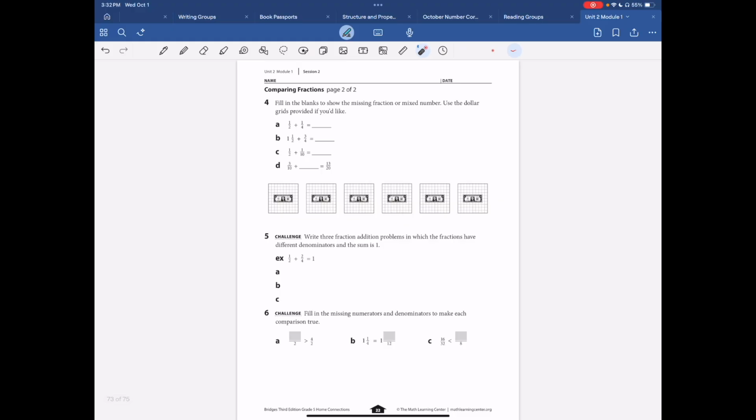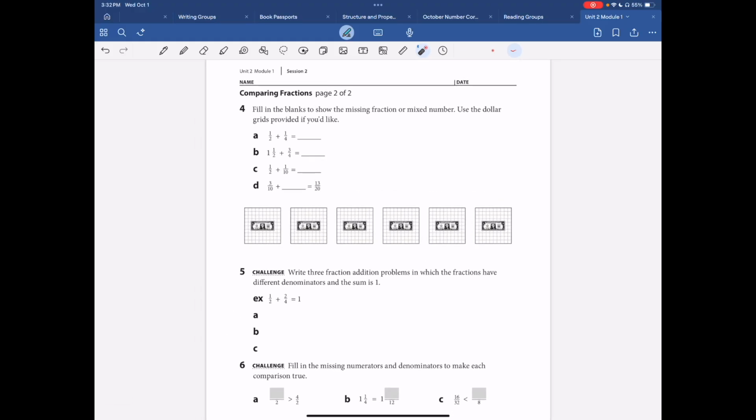All right, moving on to the next page. It says fill in the blanks to show the missing fraction or mixed number. Mixed number is just when we have a whole number and a fraction together to show one amount. So one example would be 1 1/2. Use the dollar grids provided if you would like. So they provided you with some dollar grids like we've used in class.